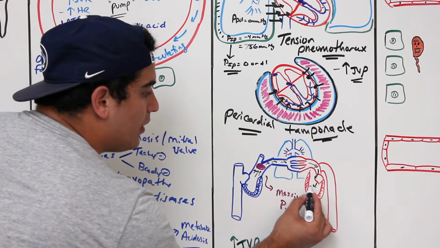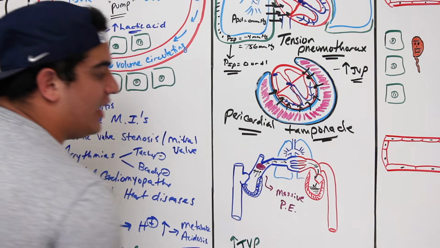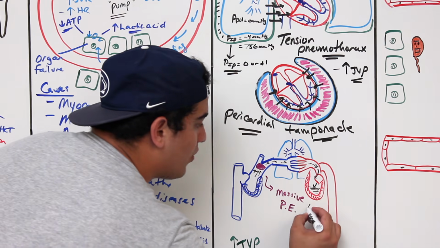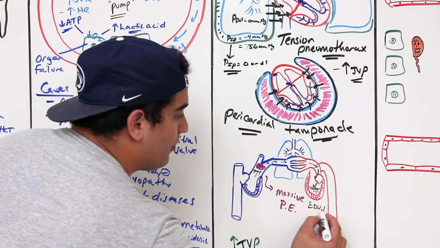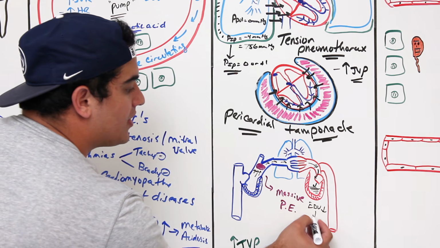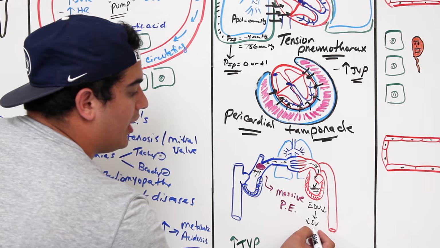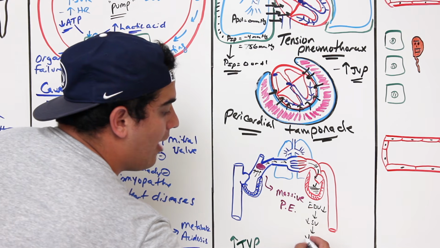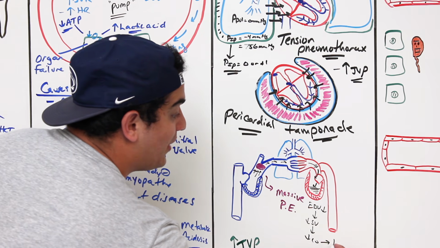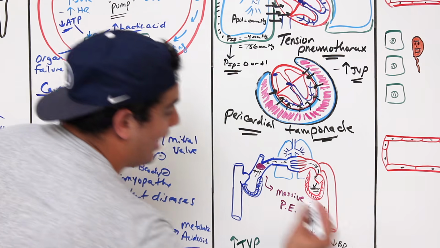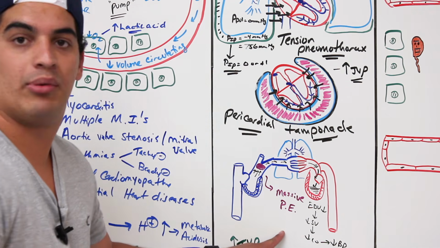If very little fluid is coming back to the left ventricle, what happens to the EDV? The EDV is going to decrease significantly. As the EDV decreases, what happens to the stroke volume? The stroke volume decreases. As that decreases, what happens to the cardiac output? That decreases. That decreases, then what happens to the BP? That decreases. So you can see how this can cause hypotension too.